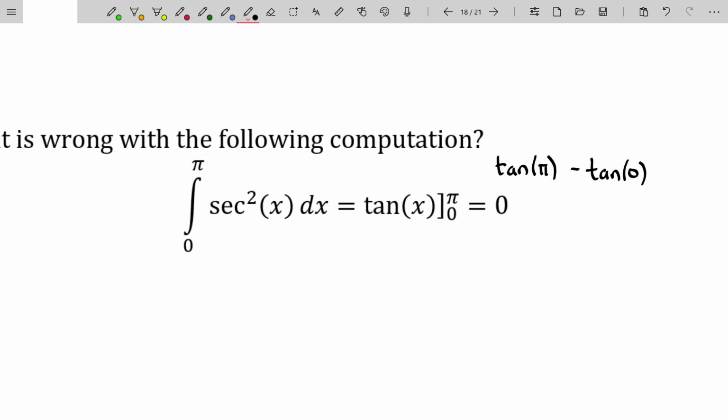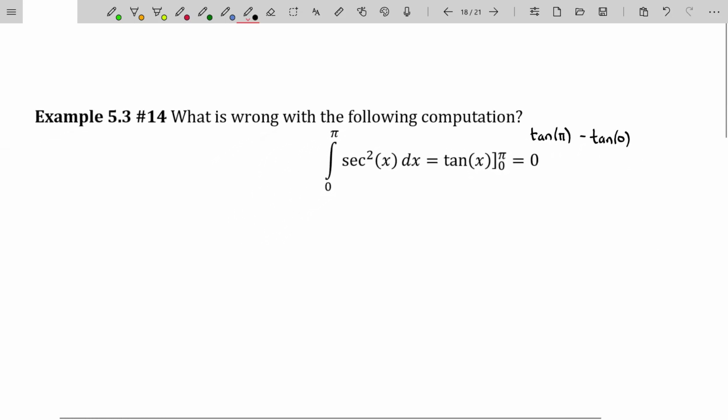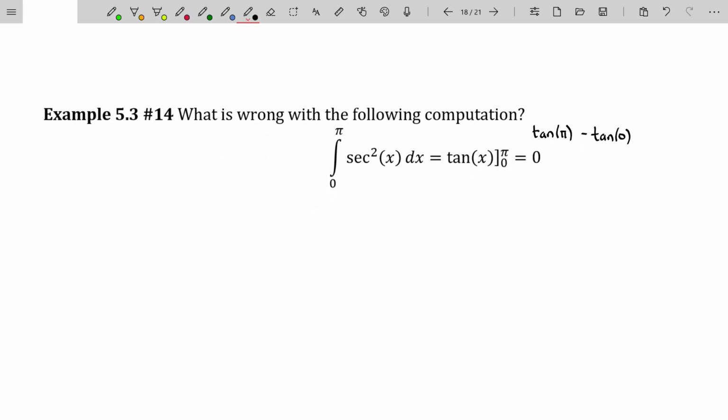If you say there's nothing wrong with this, then you've got to know your instructor's not going to ask what's wrong with this computation if there's nothing wrong with it. There's something wrong with this computation. Stare at this. Pause this video until you figure it out. Are you back? Because I'll tell you right now what the issue is.